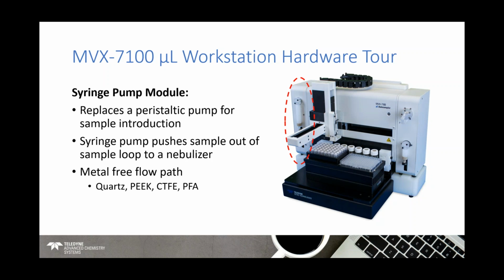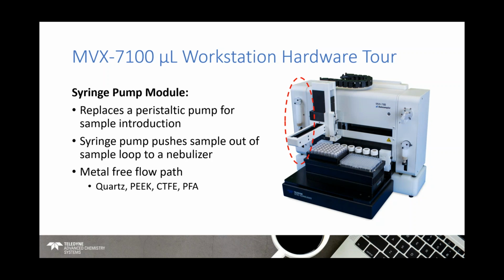So what's going on here is, on the other module, the sample's been pulled up onto the sample loop, that 6-port valve will switch, and a flow from this syringe pump module here with the longer syringe is going to push your sample to a nebulizer at a flow rate which you determine.